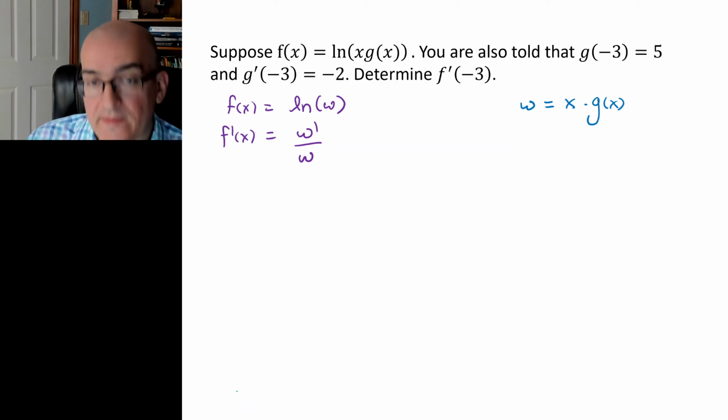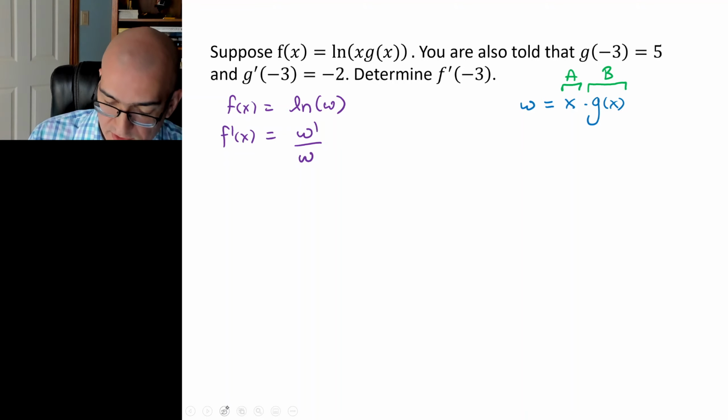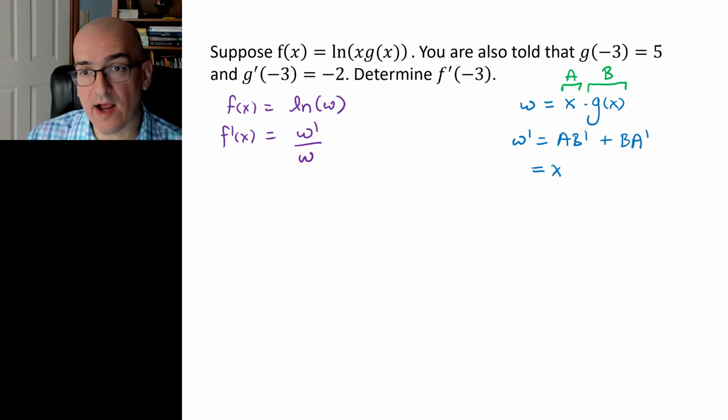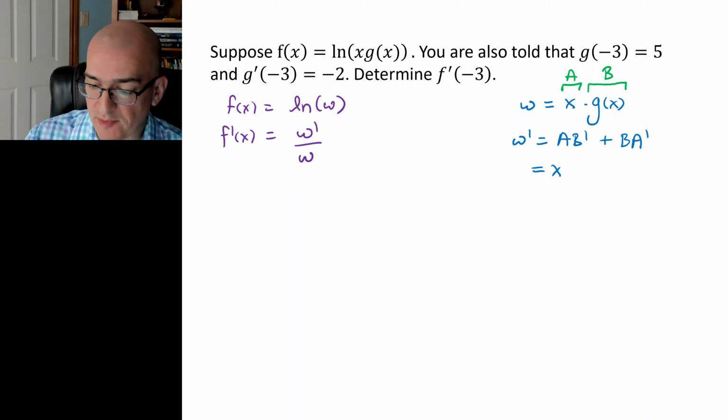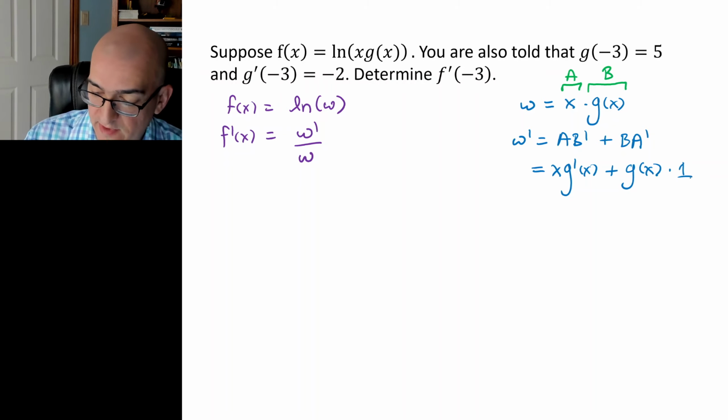How do we take the derivative of x multiplied by g of x? That's a product of two functions, an a times a b. And the derivative of a times b requires the product rule: a b prime plus b a prime. A is x, b is g of x, so b prime is the derivative of g, which is g prime, plus b, g of x, multiplied by a prime. Well, if a is 1 times x, then the derivative of a is 1.